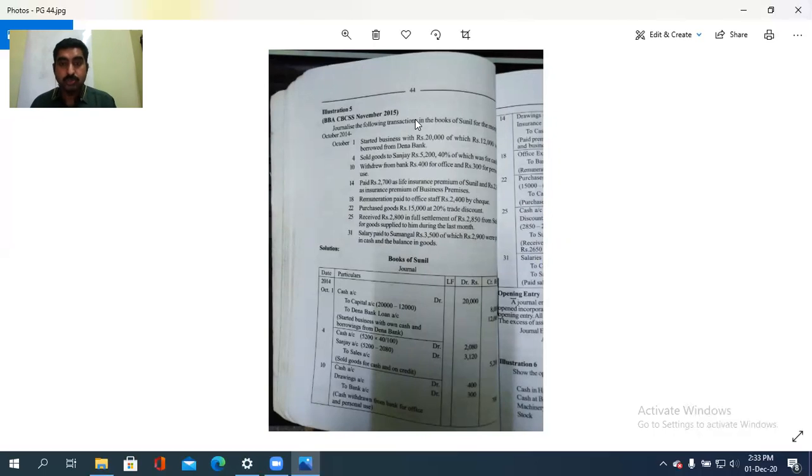Then received rupees 2,800 in full settlement of rupees 2,850 from Sunil for the goods supplied to him during the last month.